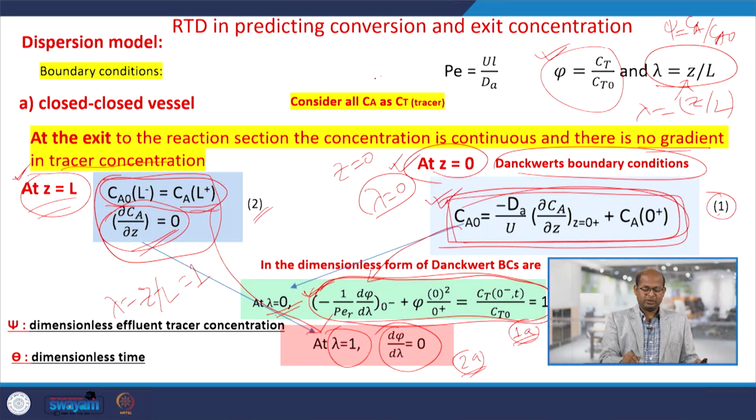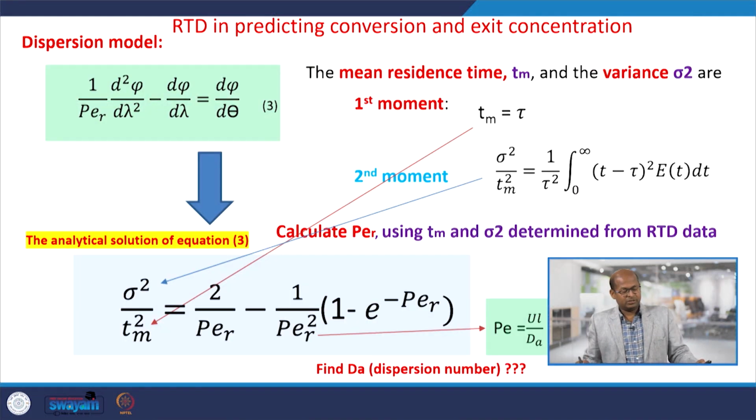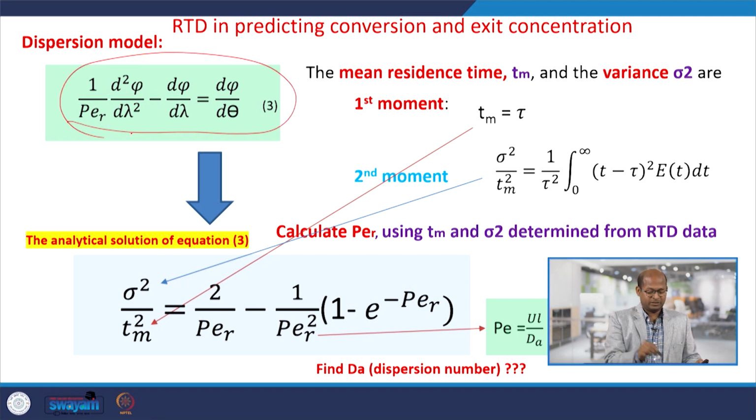We can express these for the tracer as well as the reactant component. If it is tracer we express Ct, if it is reactant we express Ca. So psi is Ct by Ct0 for the tracer, and Ca by Ca0 for the reactant. Similarly lambda equals z by L: when z equals 0, lambda equals 0, and when z equals L, lambda equals 1. This way we have derived the two boundary conditions. Now equation 3 we have to solve using these boundary conditions.